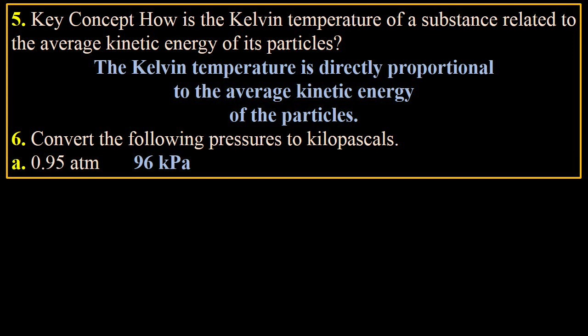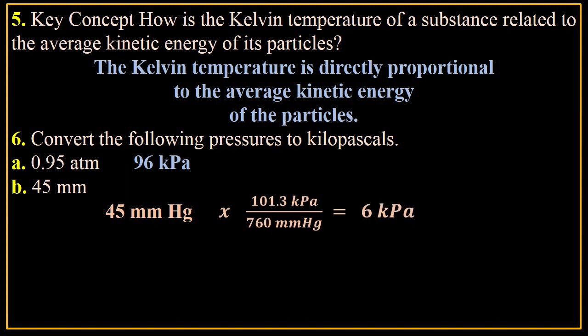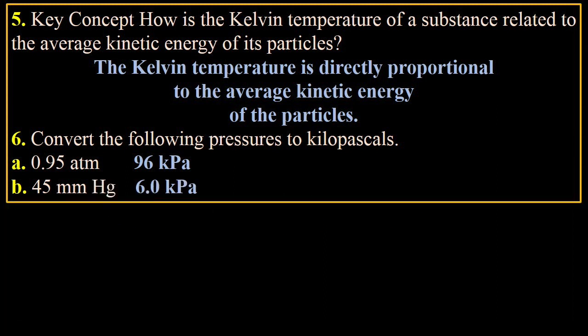Let's take the next one, which will be 45 millimeters of mercury times 101.3 kilopascals divided by 760 millimeters of mercury. The millimeters of mercury cancel, and you're left with 6 kilopascals, which should make sense. 45 millimeters is a very small number relative to 760 millimeters. And just remember, 101.3 kilopascals is equal to 1 atmosphere is equal to 760 millimeters of mercury. Okay, next.